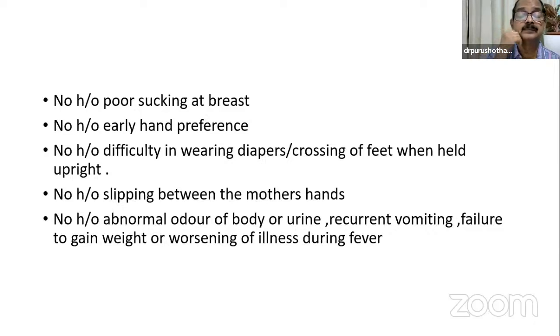Okay. There was no history of any abnormal odor of body or urine, or history of recurrent vomiting or failure to gain weight or worsening of illness during fever. So in the initial months, one thing is very important. Child started taking breastfeeding and the weight gain was normal. That is a point which is very useful. Arguing against what? Neurodegenerative or an inborn error of metabolism. Two things: intrauterine infections are less likely.